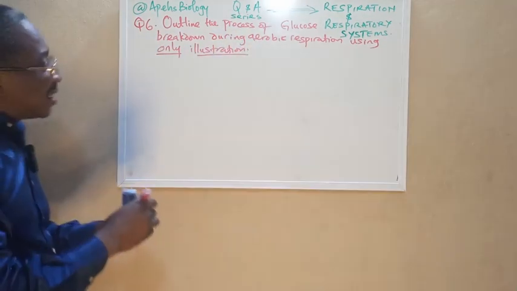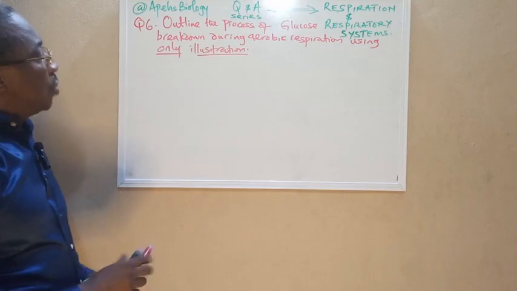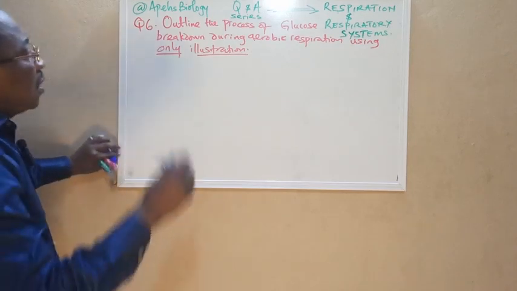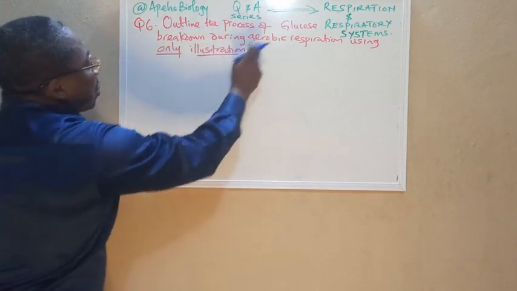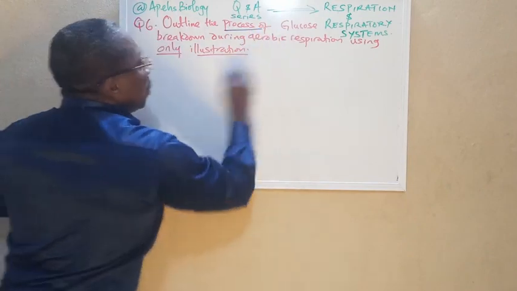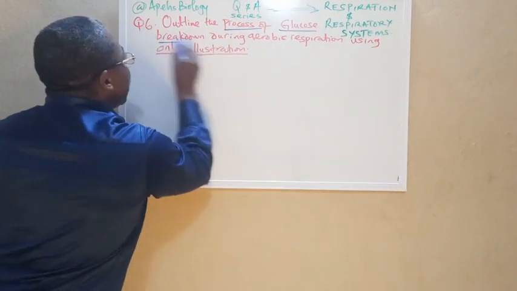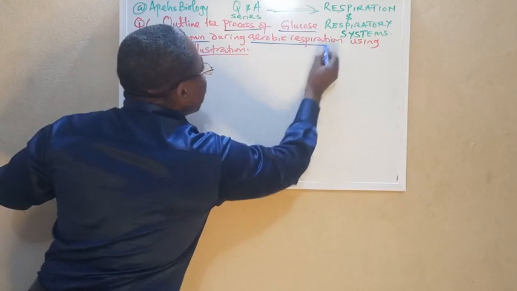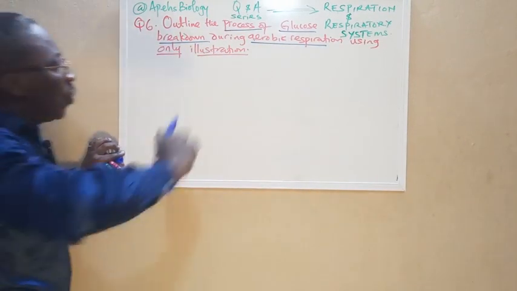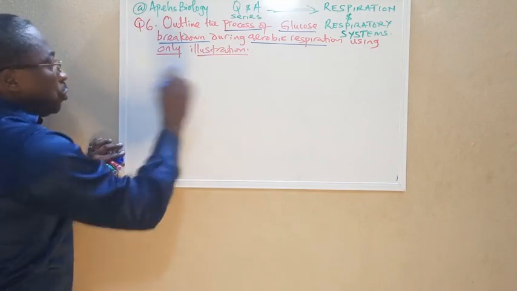Let's see how we can tackle this question so that we will understand what we are really dealing with here. Now, it says outline the process of glucose breakdown. The process is a process we are going to outline. The process of glucose breakdown during aerobic respiration. And we are going to use only illustration. What do we do? Now, what you do is very easy.